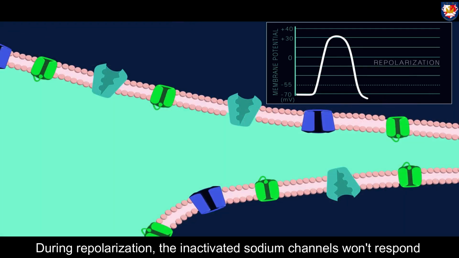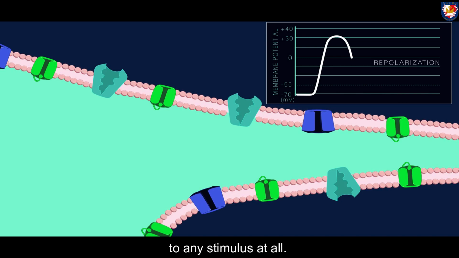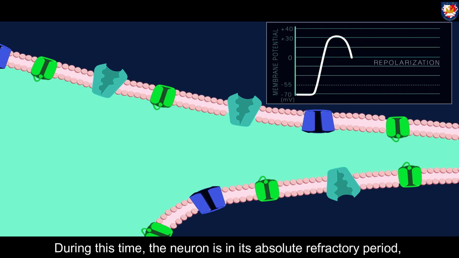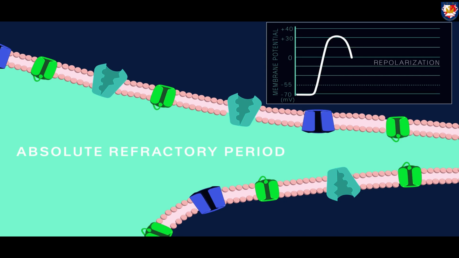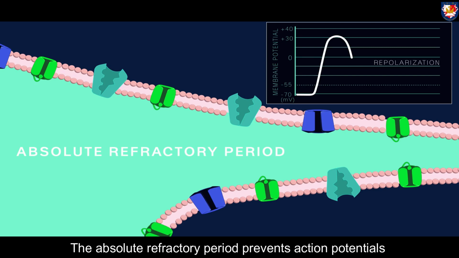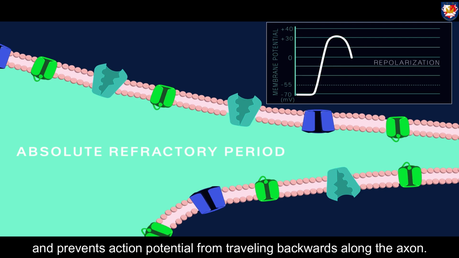During repolarization, the inactivated sodium channels won't respond to any stimulus at all. During this time, the neuron is in its absolute refractory period, the period of time when a nerve cannot fire another action potential, no matter how strongly it's stimulated. The absolute refractory period prevents an action potential from happening again too quickly and prevents it from traveling backwards along the axon.